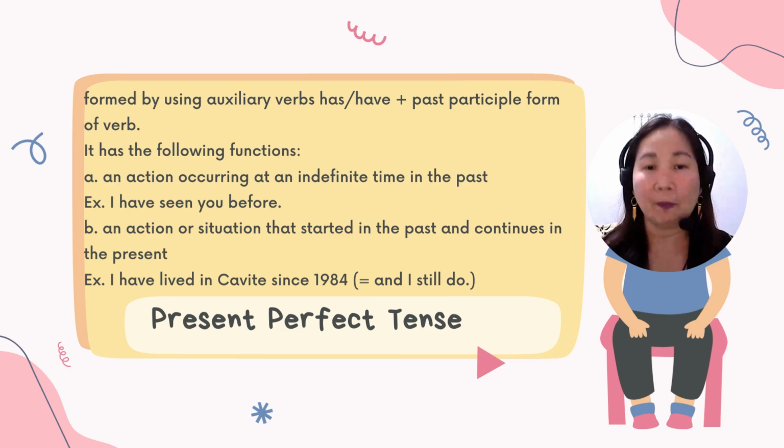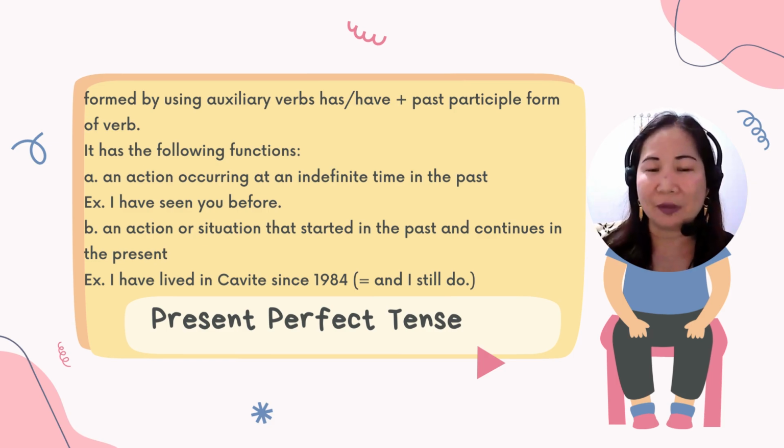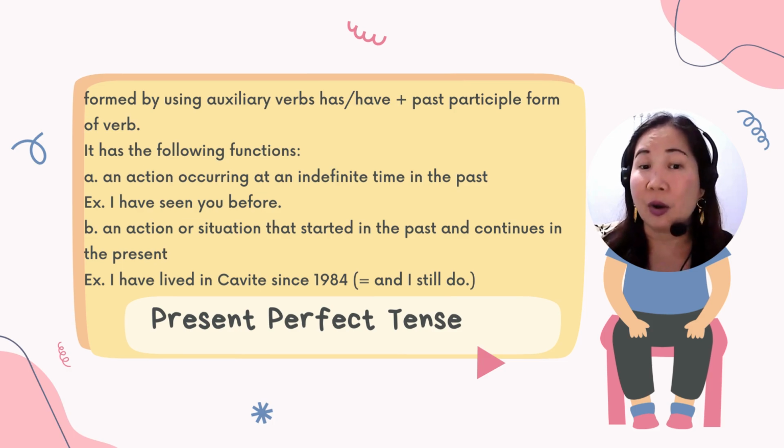How about letter B? An action or situation that started in the past and continues in the present. For example, I have lived in Cavite since 1984, meaning I still do. Okay, so the clue word here, or the time signal, is since. Okay, since and then the date. Again we use have because of I. The subject is I. Again, we take have for you and I. And then the past participle of the word live is lived with D.